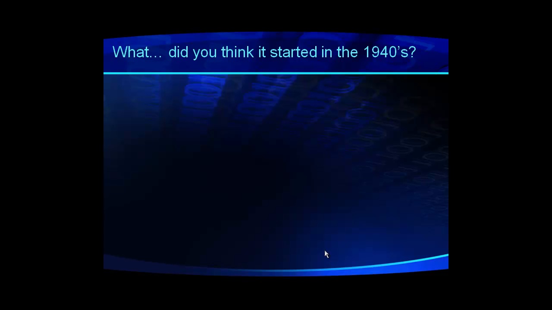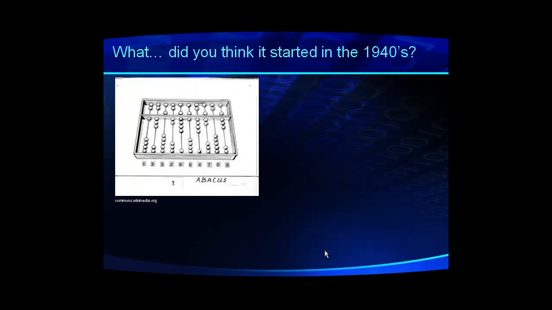What you might think about is, did it start in the 1940s? Actually, it started much earlier than that. Really, it started back to around 2500 BC. That's when the computer age really started. And when we talk about computer age, we mean the thought process of how computers work and how we could manage and keep track of all things e-commerce.